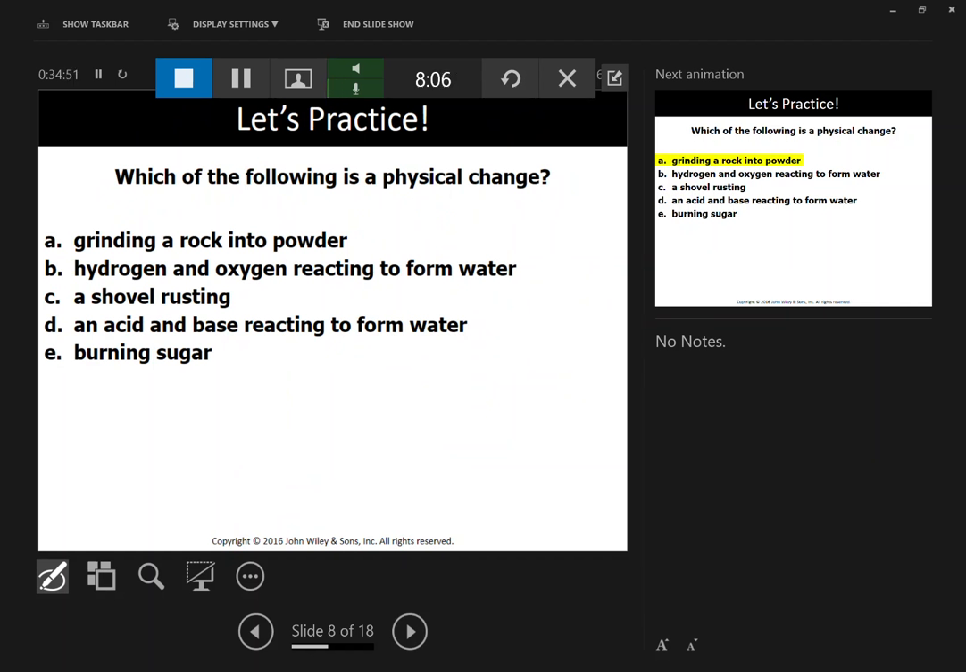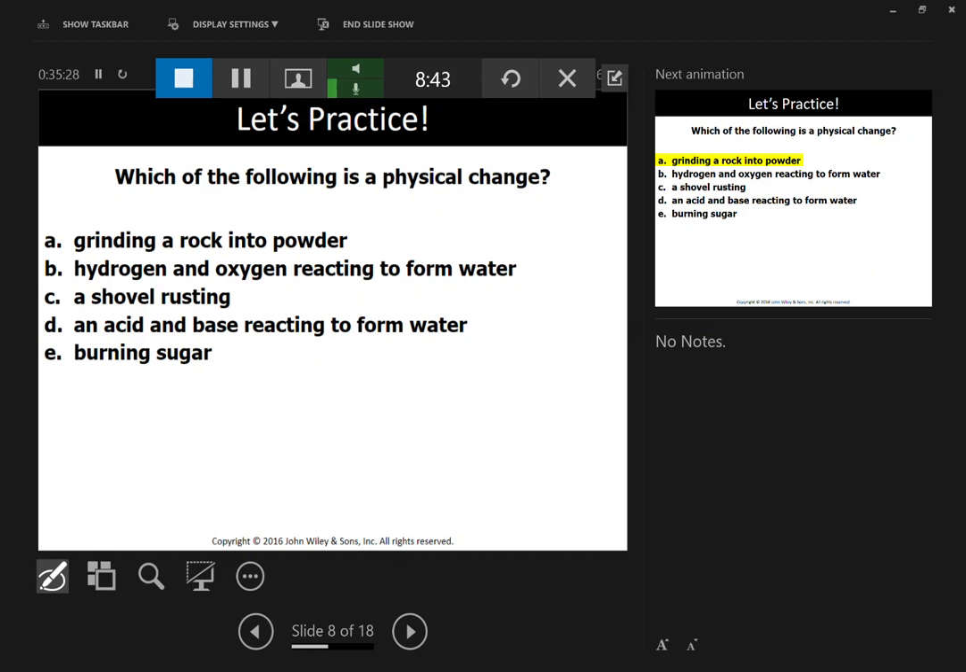Physical change, very good. Because you're just grinding, you're not changing the composition of the rock. Hydrogen and oxygen reacting to form water, is that a physical or chemical change? Chemical change, very good. Because they react, they change, they form a new compound, which is water. So a shovel rusting, is that chemical or physical change? It's a chemical change. Rusting is the reaction of a metal with oxygen, and it forms metal oxide, so it goes through a change.